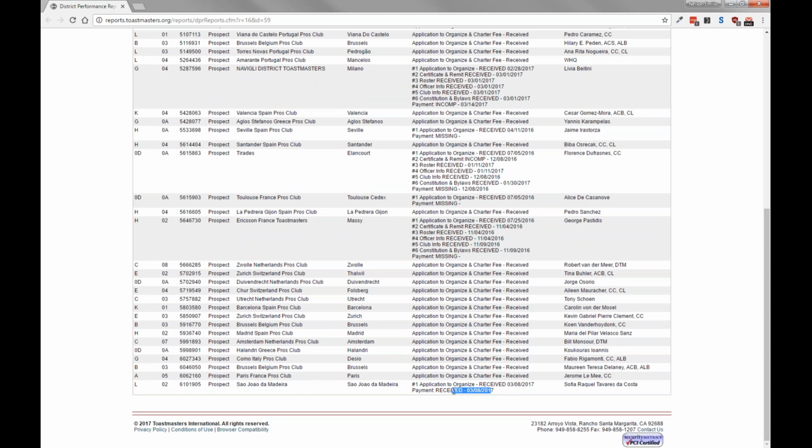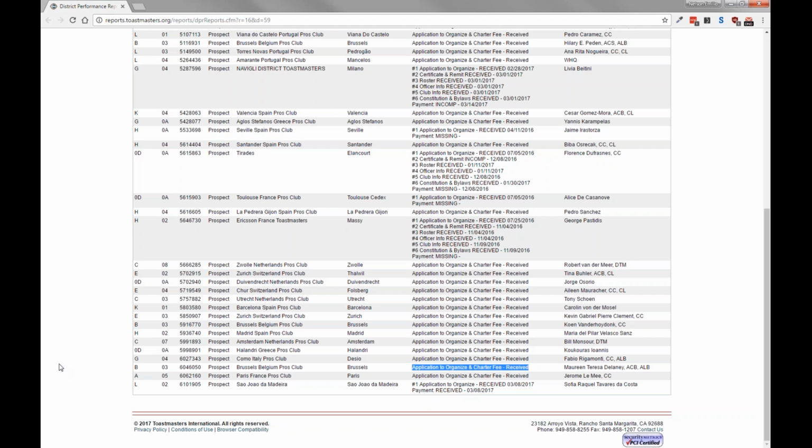For example, another one. Now I'm seeing at the bottom of the list, we have "application to organize was received," and the payment was received also. So this club, in a couple of days, maybe one week, will move to "application to organize and charter fee received." So we can know what the status is, and I have tools to follow up on all this information.